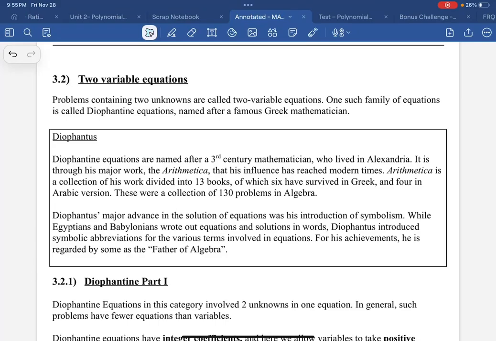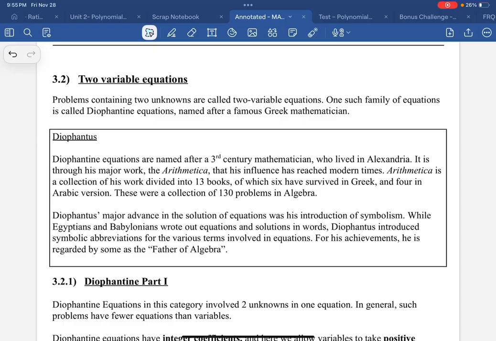All right, so now we move on to 3.2, which is two variable equations. Problems containing two unknowns are called two variable equations. One such family of equations is called the Diophantine equations, named after a famous Greek mathematician, a 3rd century mathematician who lived in Alexandria. It is through his major work, Arithmetica, that his influence has reached modern times.